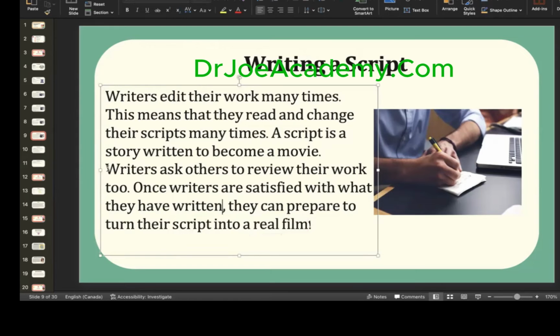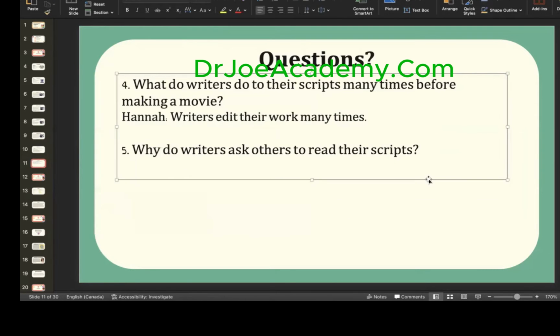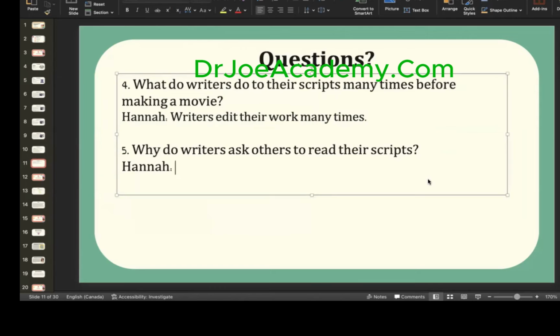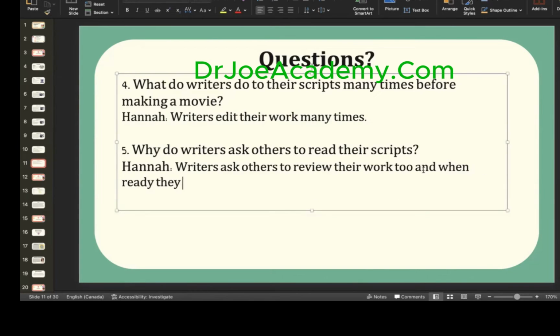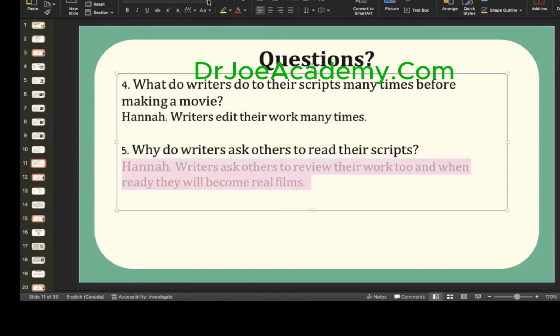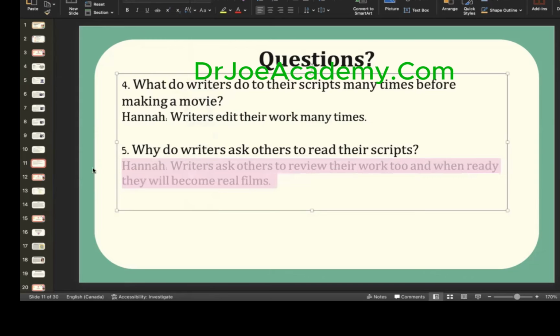So let's write that. So we can say, so Hannah says, Hannah, is this how you spell your name? Yes. Good. Okay, awesome. Thank you. So writers ask others to review their work too. And when ready, they will become real films. Nice. Good job, Hannah. Amazing work, everyone. Good job in reading and answering the questions.